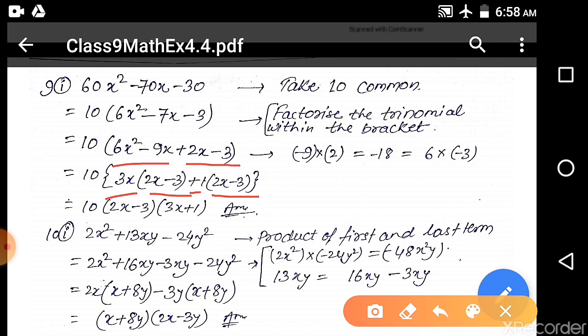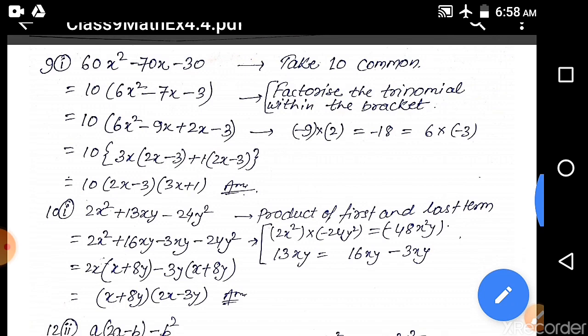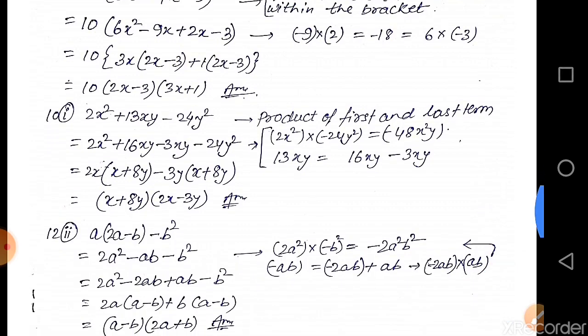So plus 1 can be taken out common. Now 2x minus 3, 2x minus 3 is taken out common. This one becomes 3x plus 1. So this is the complete factorization. Now question number 9 bit 2 you can solve. You should try. Now come to the next question, that is question number 10, the first bit.